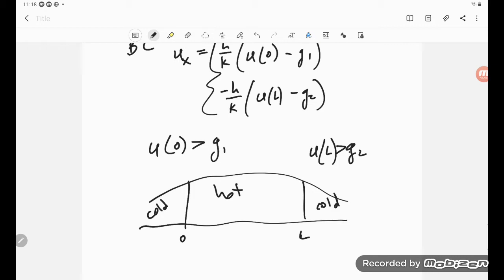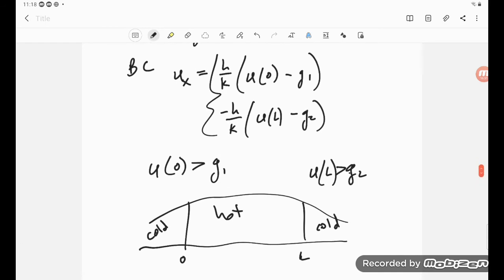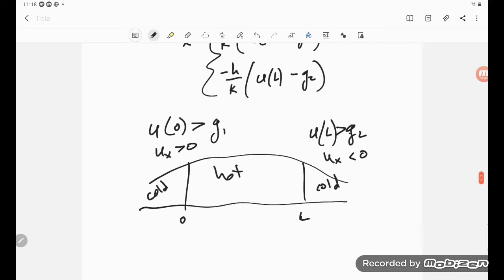Okay, when u sub x is greater than 0, and here u sub x is less than 0, then actually though, notice what the heat flow is doing. Here the heat flow is going that way, and here the heat flow is going to the right.